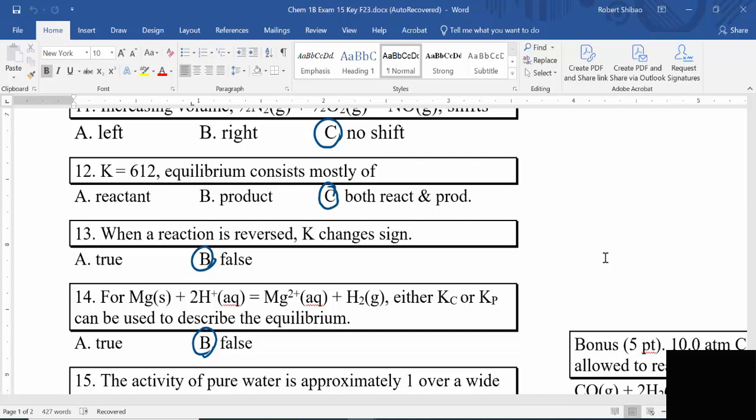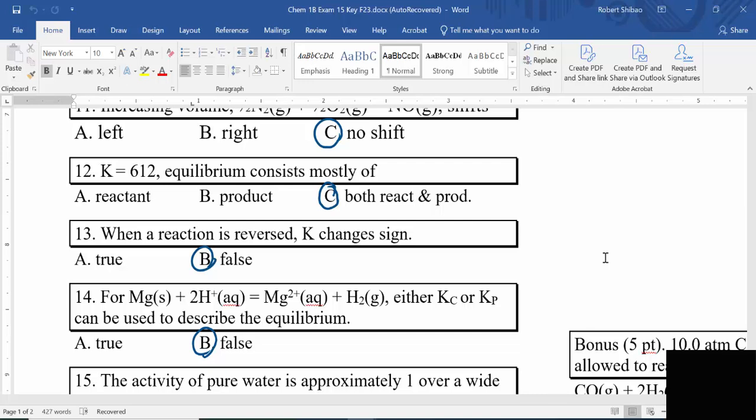But you could argue that's more product than reactant, I'd take it. So if that was your thinking, you can let me know. But there should be both reactant and product in significant quantities. And that's what we see when we do calculations, something like that.